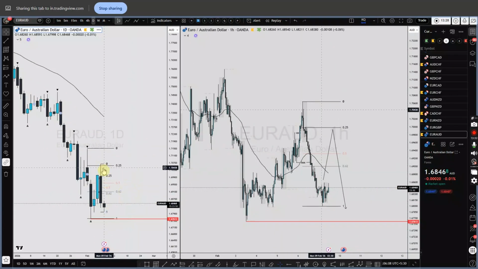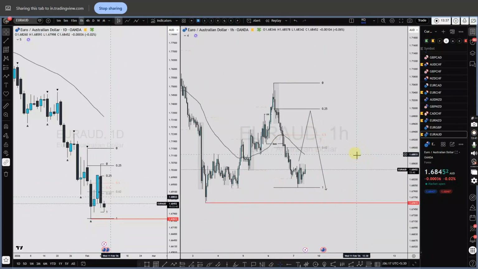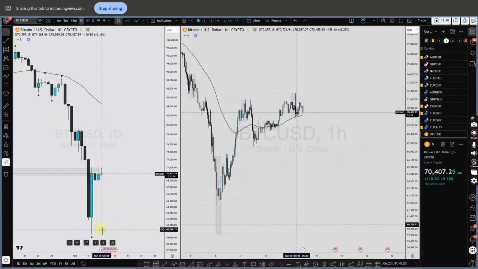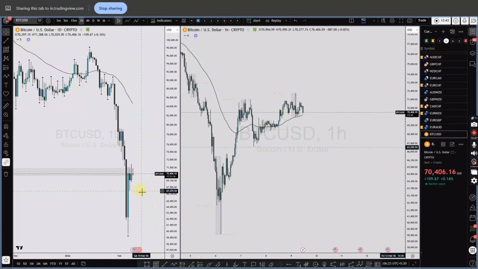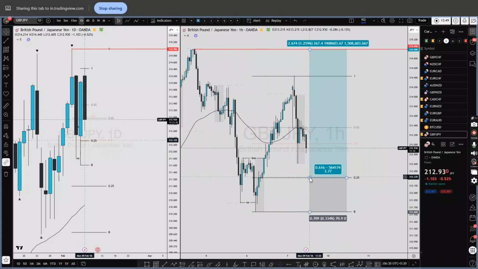Euro AUD, we're beautifully dropping, and we're possibly going towards this low. That's our HPL. I'm waiting for a deeper correction upside so that I can start looking for shorts. BTC USD corrected very strongly during the last few sessions. GBP JPY, I'm looking for this long.